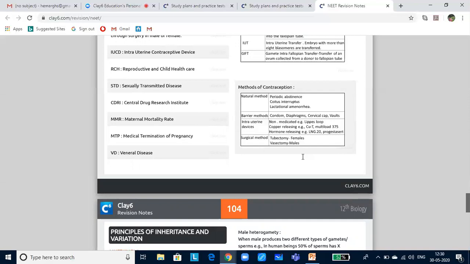Now, barrier methods are based on preventing ovum and sperm from coming together. This is done with the help of using condoms, diaphragm, cervical caps, spermicidal creams.